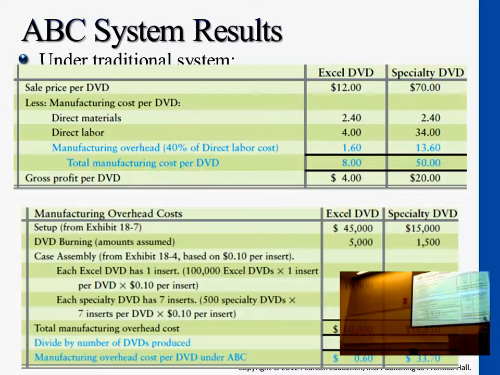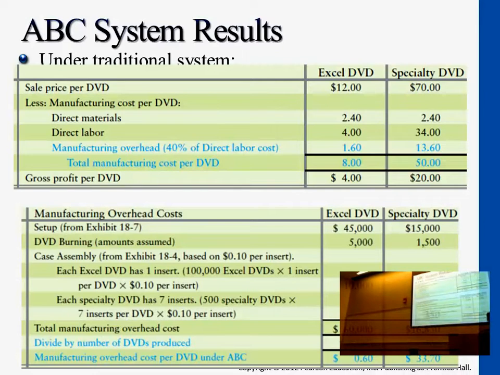So we take a look at specialty ones. Remember, specialty, we only have 500 orders here. Setup cost, 15,000 divided by 500, $30, right? What about the next one? DVD burning, 1,500. Sorry, this would be 30 for setup cost, right? And for 1,500 divided by 500, that would be $3. What about the last one? Last one, if we divide 350 by 500, gives us 70 cents here.